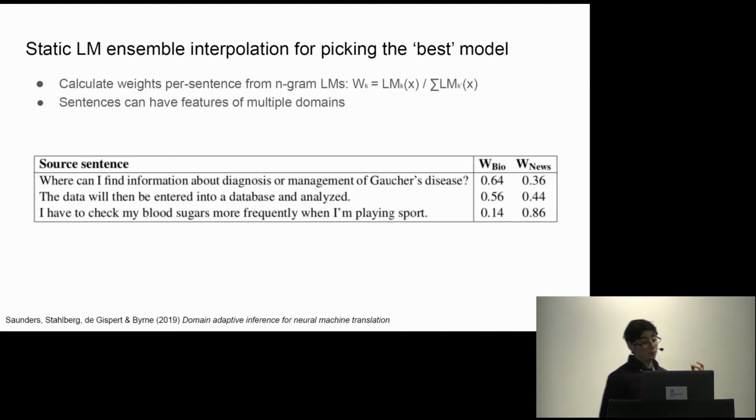In this paper, we took an extremely simple weighting approach. We used an n-gram language model, very lightweight, on the source sentence. The language models were trained on the training data for each domain model, and we simply got a score from the different domain language models. And we found those are quite intuitive, so we've got some examples here.